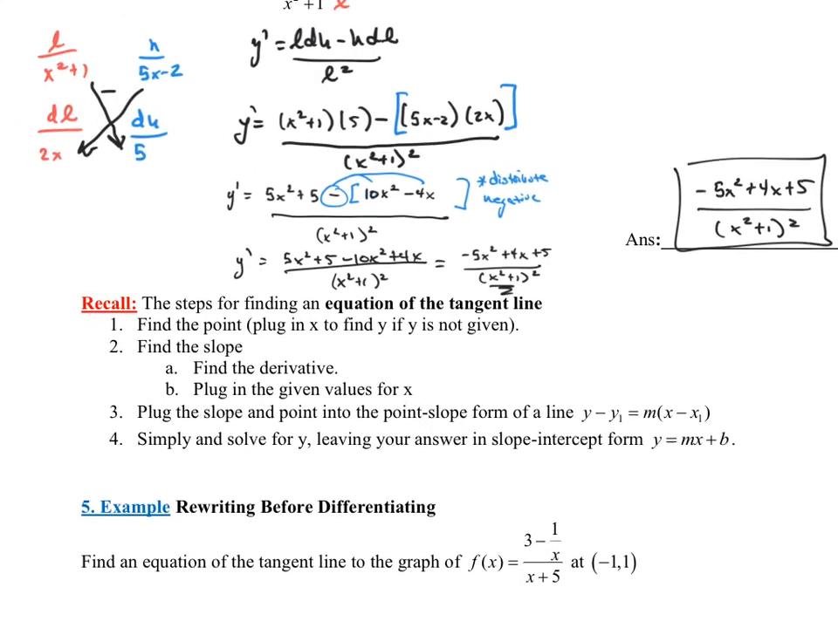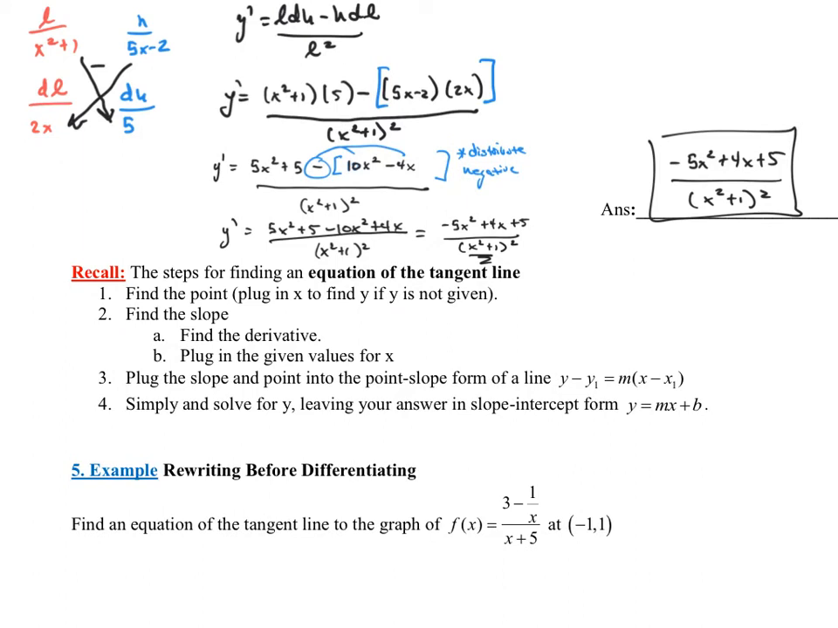Okay, so let's remember finding the equation for the tangent line. You need to find the point, which is simply plug the x value into the original function if y is not given. You need to find the slope, which involves finding the derivative and then plugging the value into the derivative. And then you use y minus y1 equals m times x minus x1, point slope form, using the point and slope you just found, and then you solve for y.